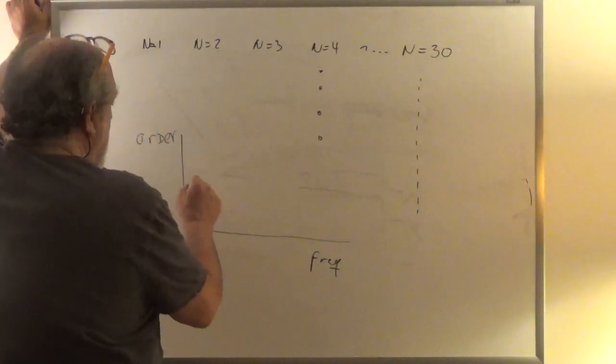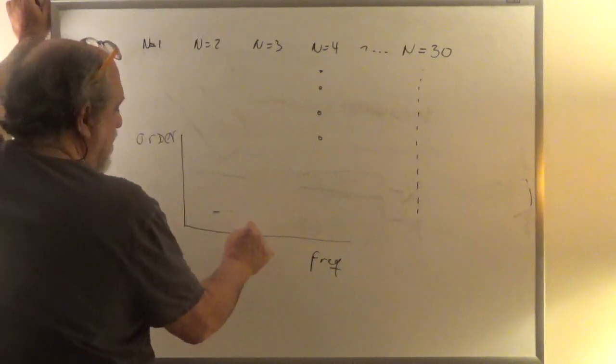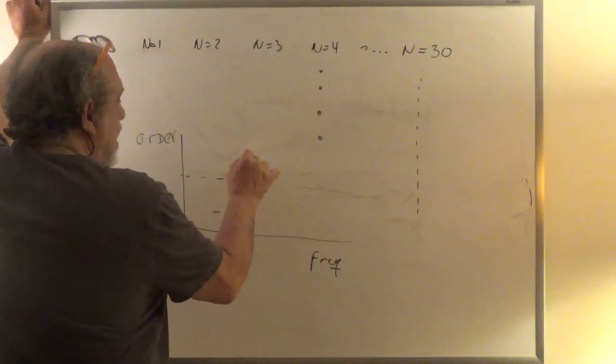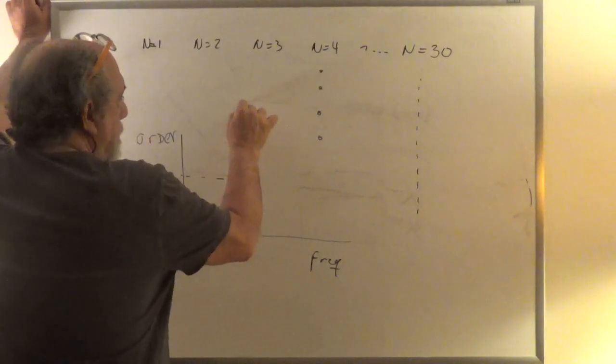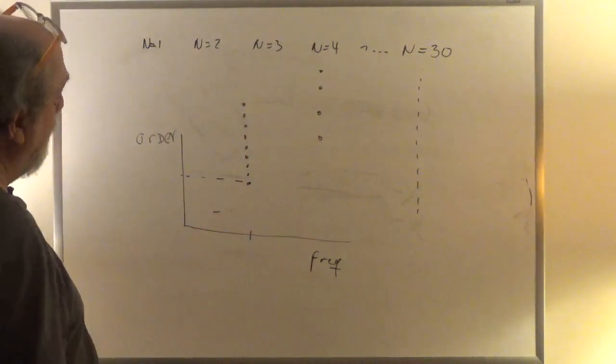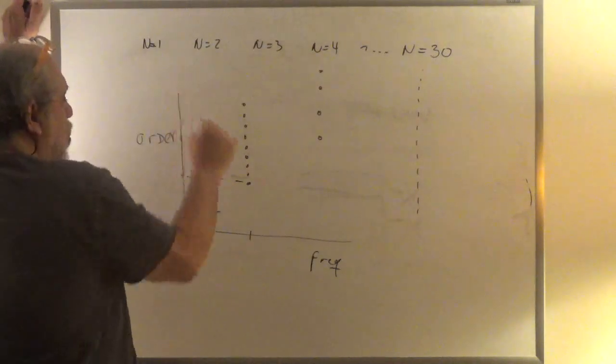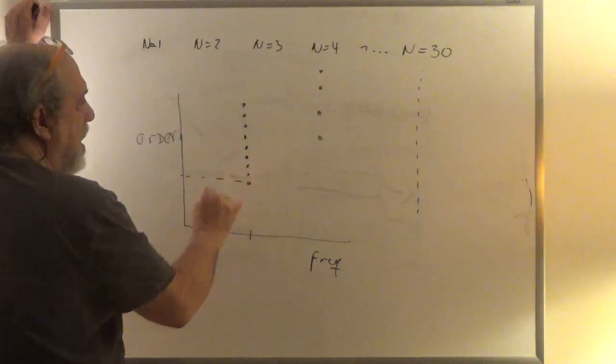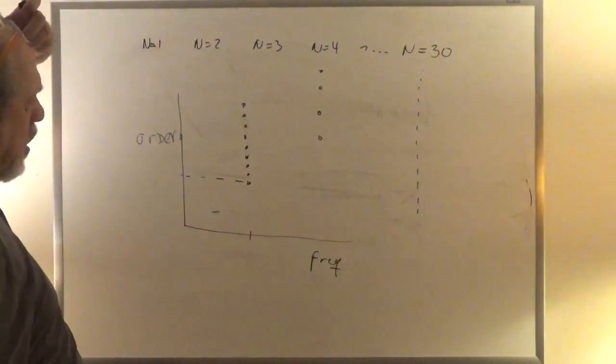So it may be that I don't see this frequency at all until this order, but once I get to this order, I see it all the time, right? From this order to this order, I see this frequency with little variability all the time. So that frequency looks pretty good.